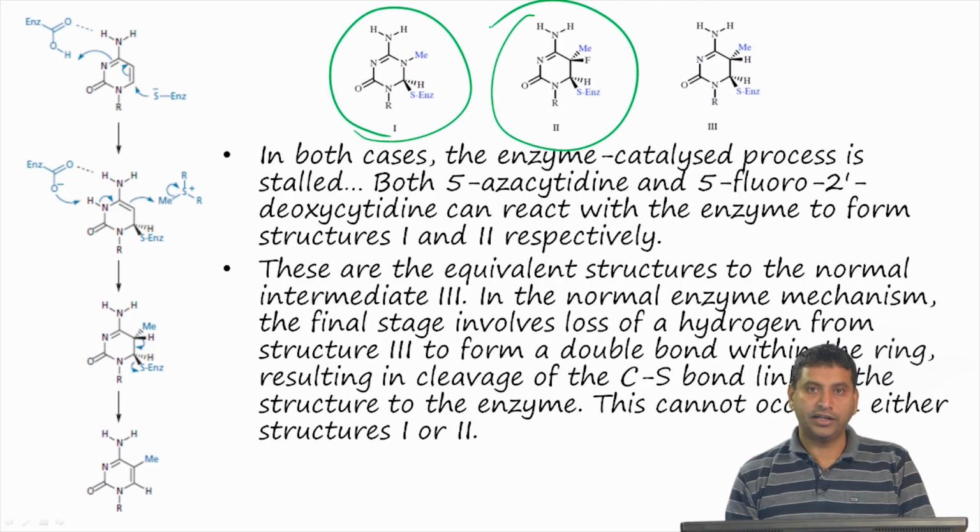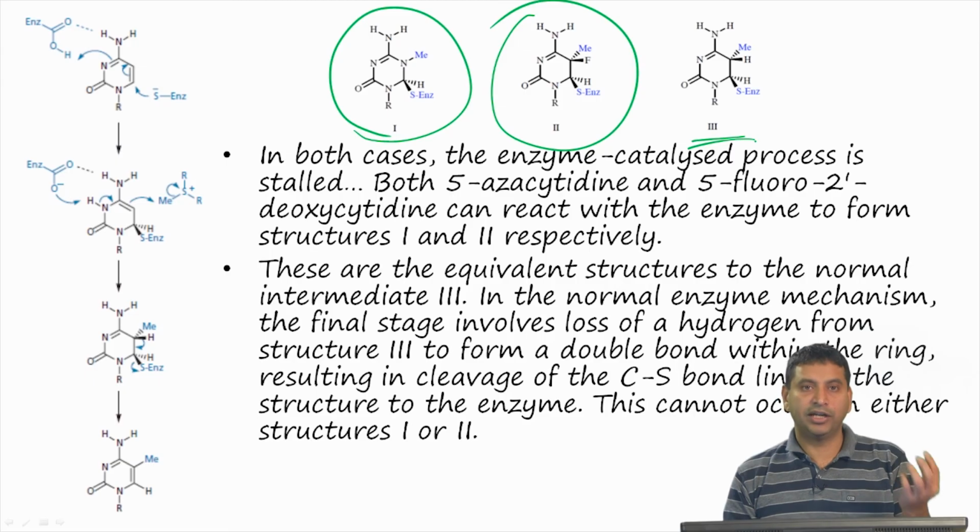Both 5-azacitidine and the 5-fluoro-2'-deoxycytidine can react with the enzyme to form structures 1 and 2, but these do not degrade further. These are the equivalent structures of the normal intermediate 3 as shown here, but it does not subsequently result in a loss of a proton to give back the enzyme. In the normal enzyme mechanism, the final stage involves the loss of a hydrogen from structure 3 to form a double bond, but this does not occur in these cases, and therefore it stalls at this point and does not go further. So, this is a mechanism based inhibitor.